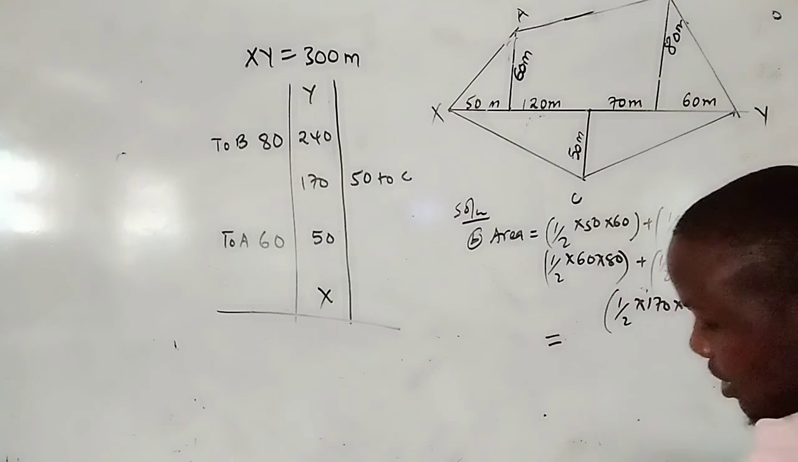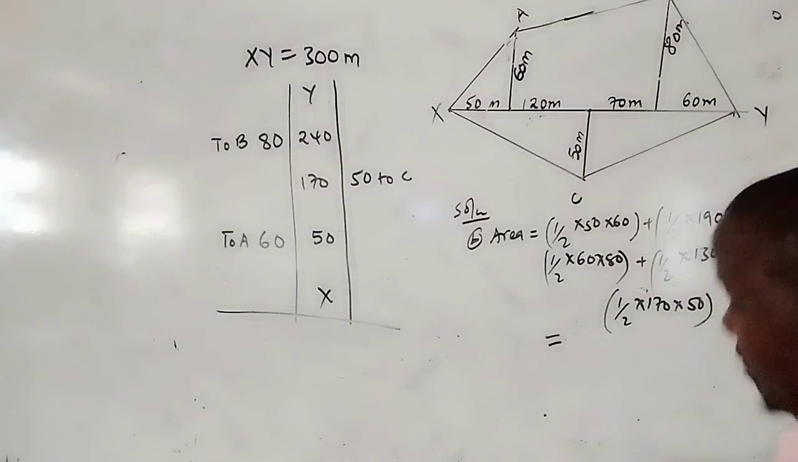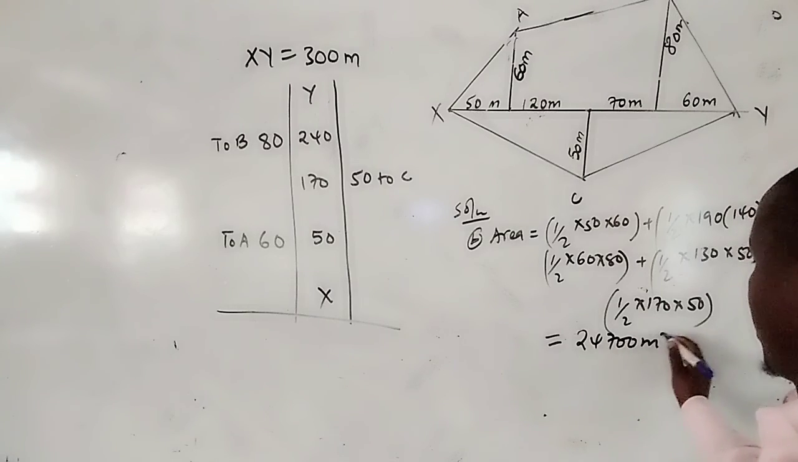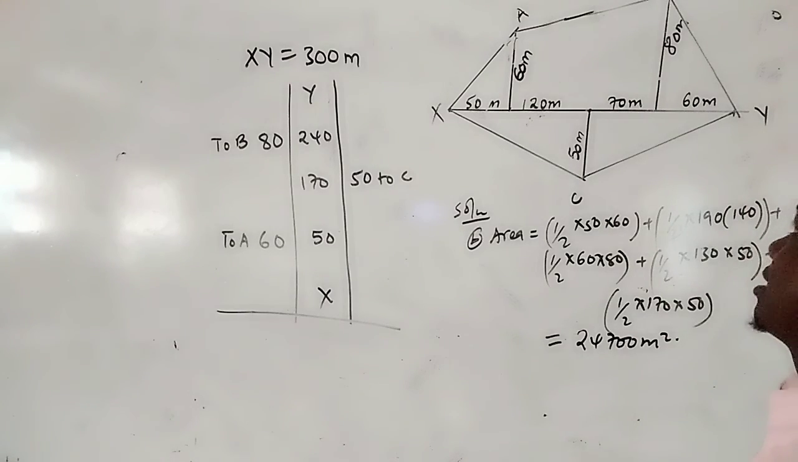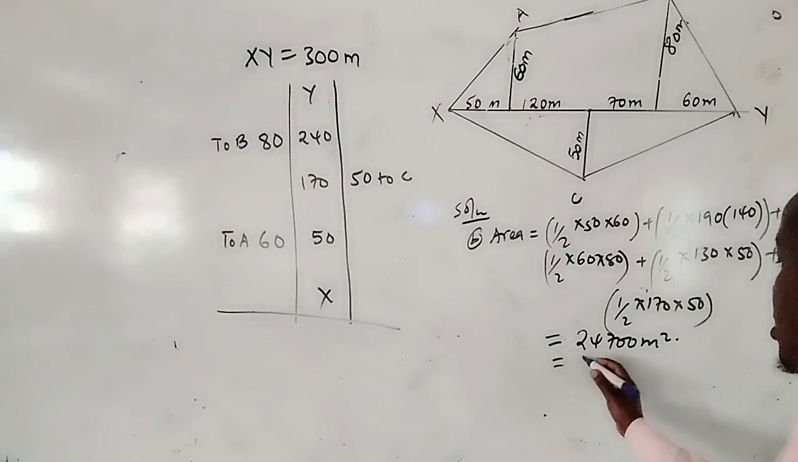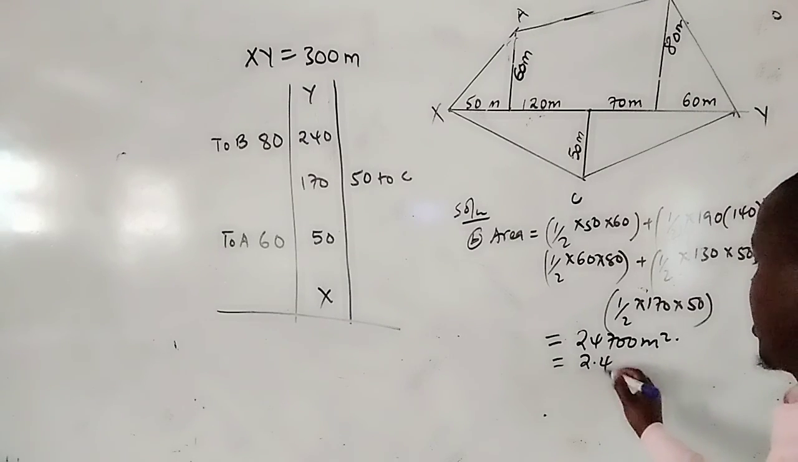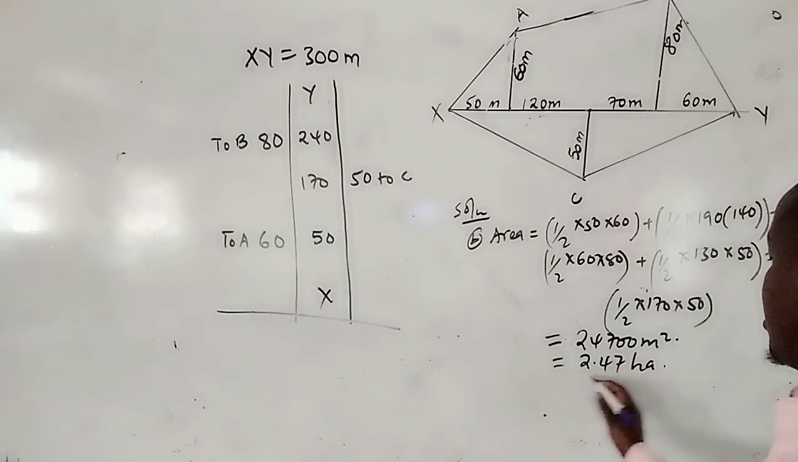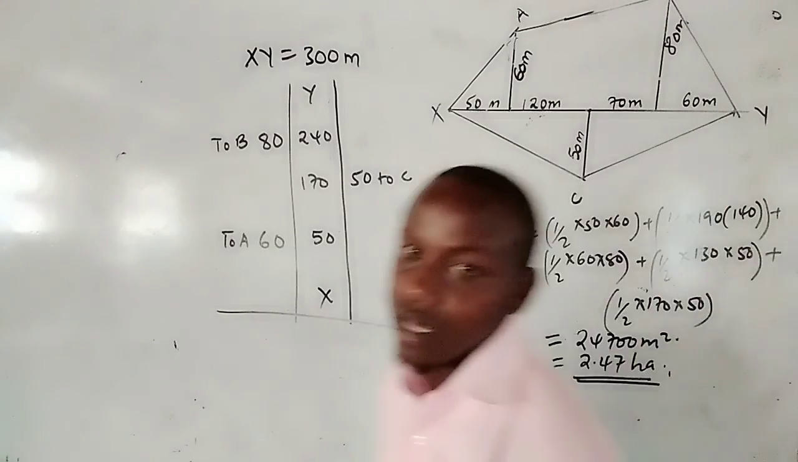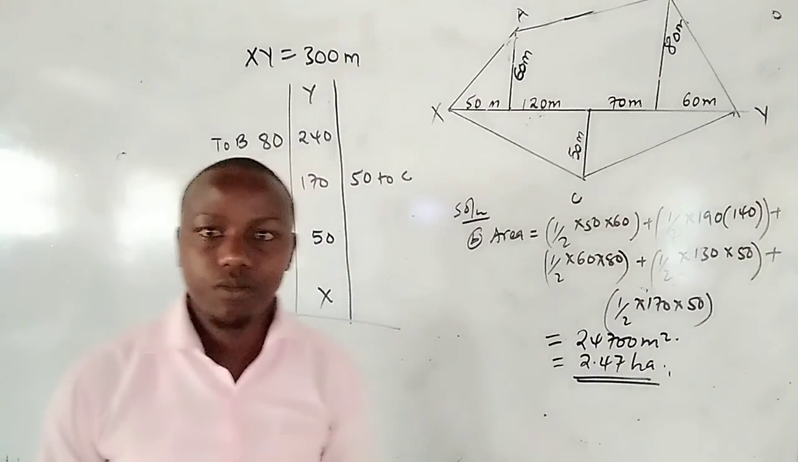So we had the areas of all these shapes, and you get 24,700 meters squared. We are told to get the area in hectares. Therefore, in hectares, we divide by 10,000, and this will give us 2.47 hectares of land. So that is the area. That is how the question was to be done.